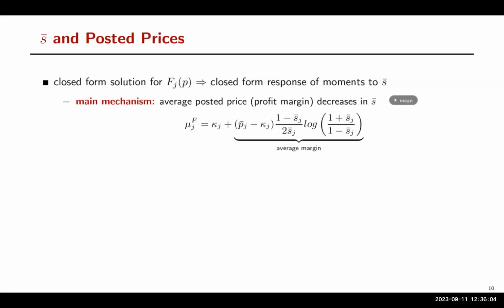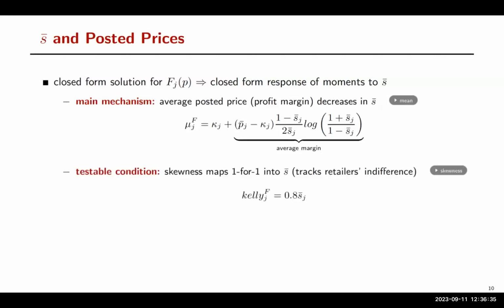Okay, the last things I want to say about the model setup is that the nice thing about Burdett-Judd is you get a closed form solution for the price distribution, which means you get a closed form solution for the moments of this price distribution. What you can show is that the average posted price is indeed a decreasing function of the demand-weighted average search effort, and that is because the average profit margin decreases if demand-weighted search effort goes up. If households become more price elastic, check prices more carefully, on average, retailers want to respond by posting prices with a lower markup.